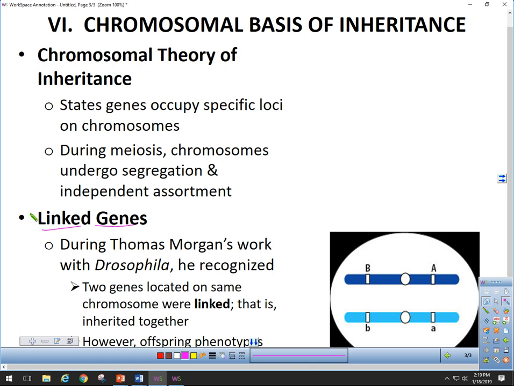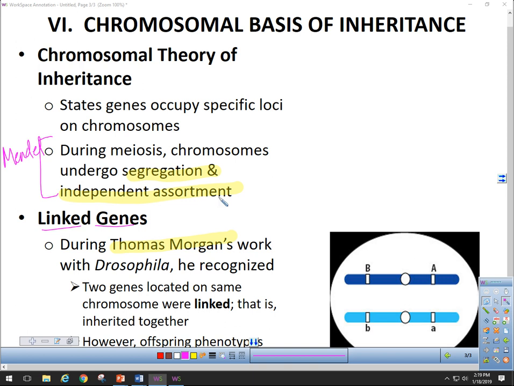So far up to this point, we've really been focusing on Mendel. When Mendel was using his pea plants, he introduced the laws of segregation and independent assortment. When Thomas Hunt Morgan was working with his fruit flies, Drosophila, he was applying Mendel's laws and stumbled upon something that didn't fall into Mendelian independent assortment.